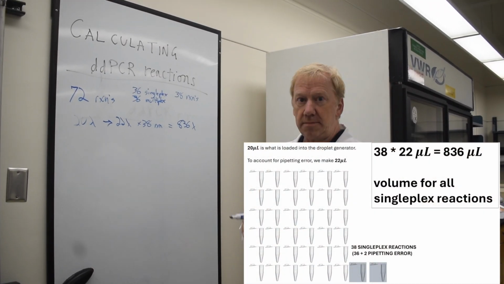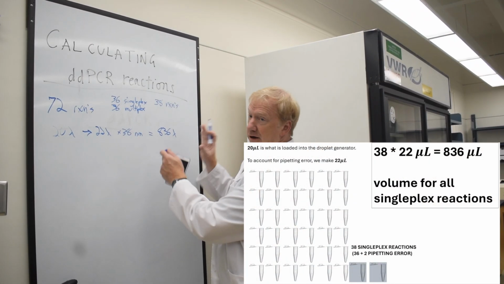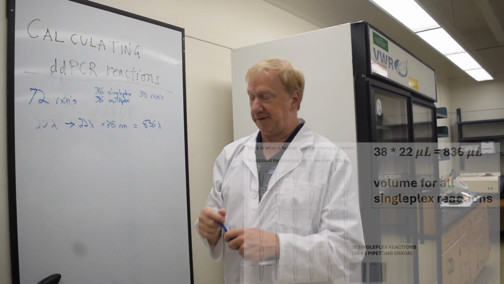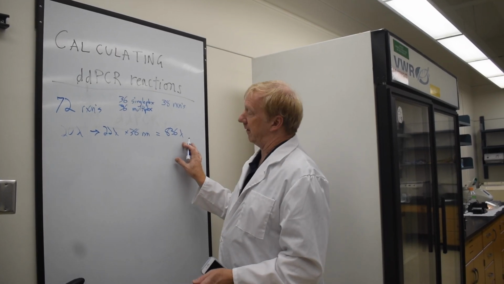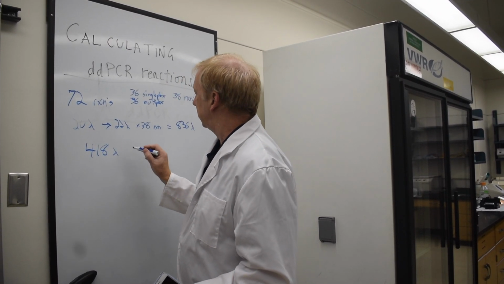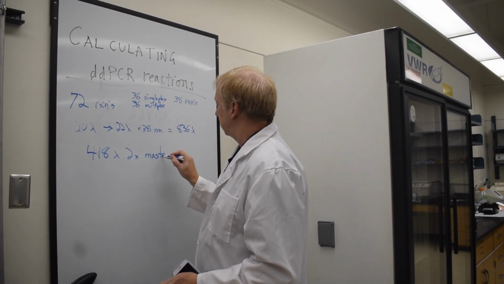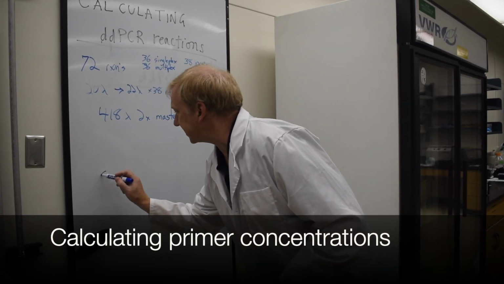So does that include the master mix, the water? How does that relate? Everything. We have 836 microliters, that's our final reaction volume. Because our master mix is 2x, that means that we have 418 microliters of our 2x master mix. Did you do that in your head? I did. Nice.